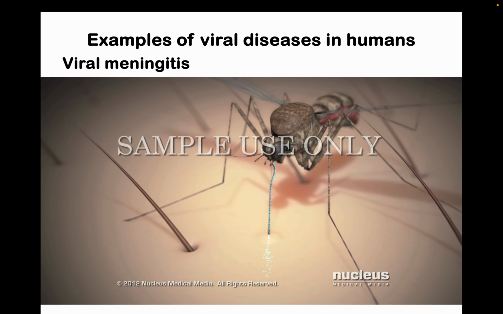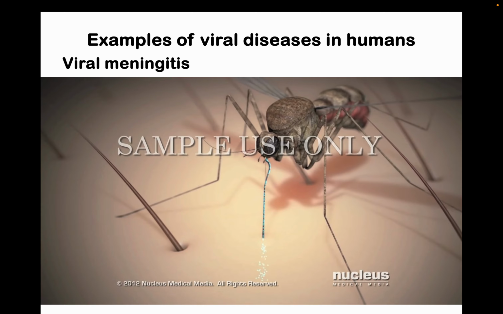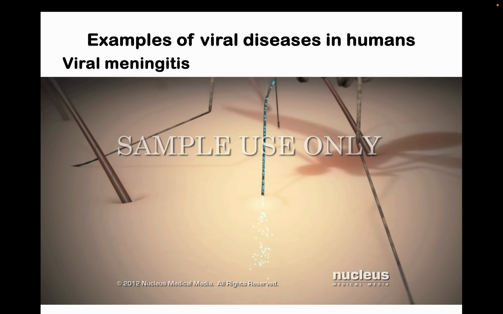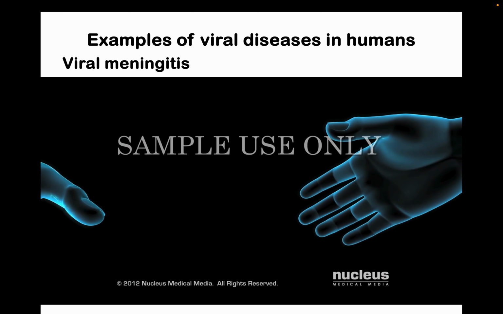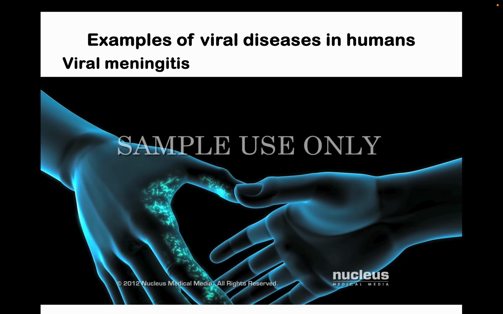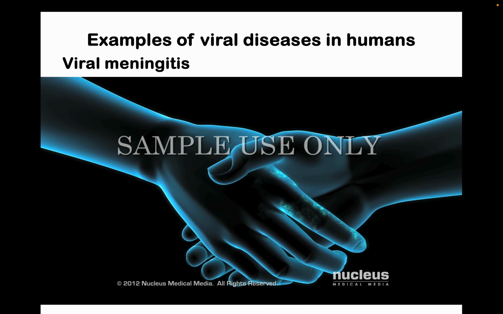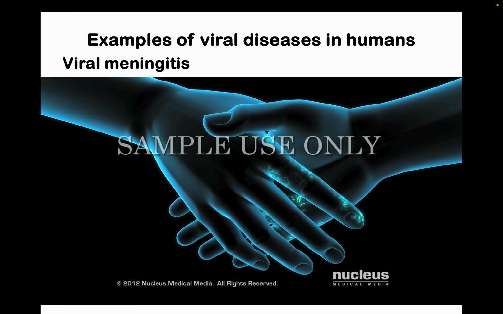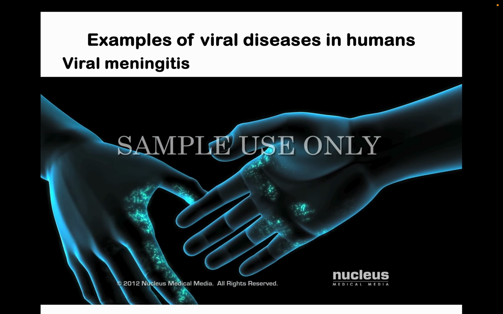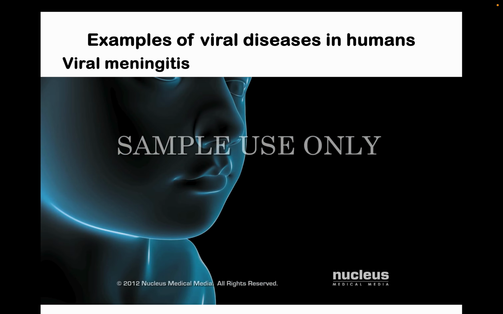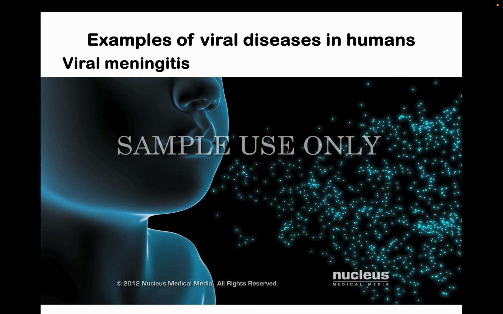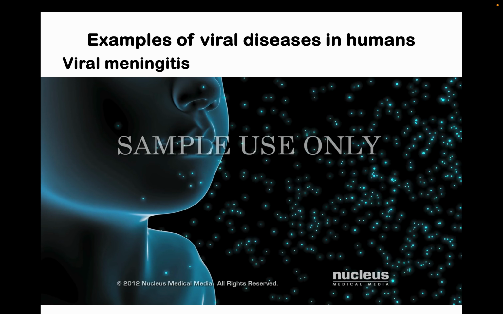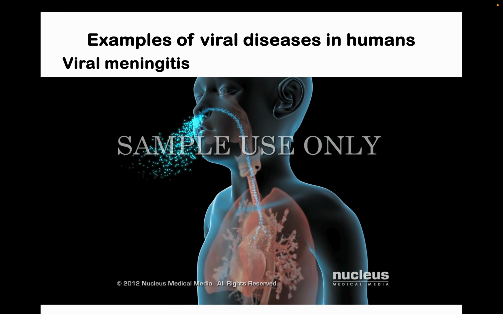Viruses that cause meningitis may be spread through the bite of an infected insect. However, the 2 most common ways the virus is spread are through fecal contamination, which can happen when hands are not washed after using the toilet or changing a diaper, and through contact with the body fluids from an infected person, such as through sneezing or coughing.